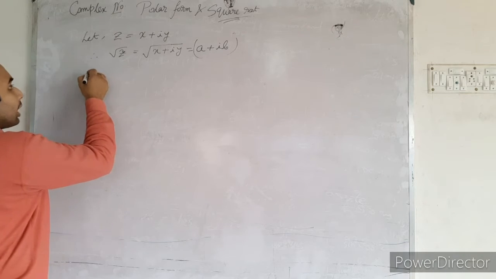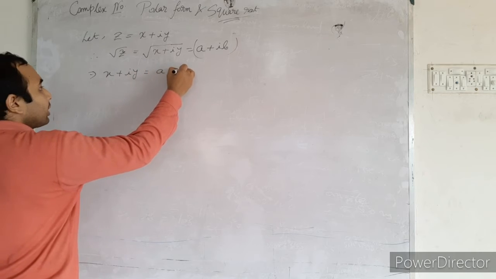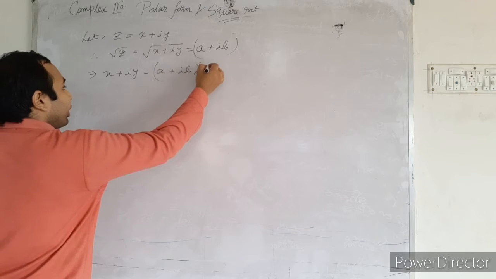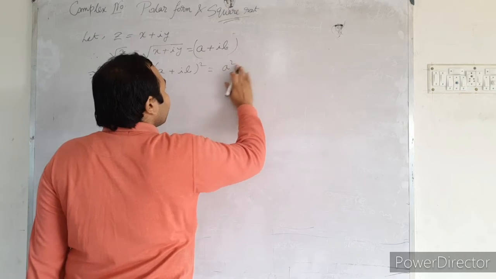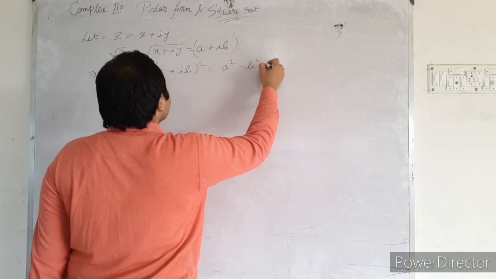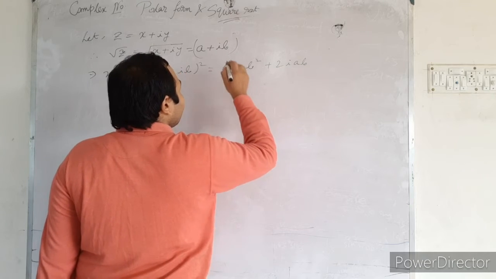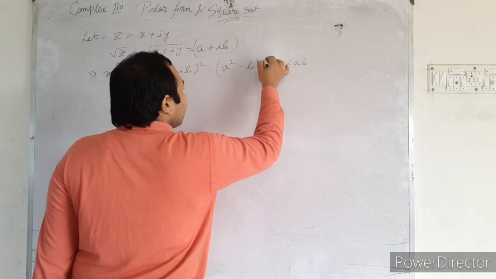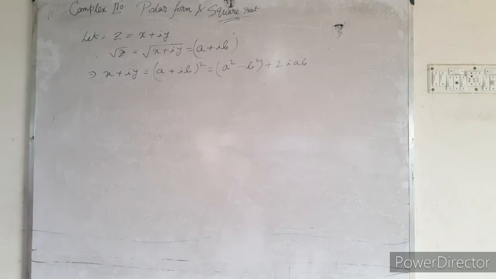Now we can say x plus iy is equal to (a plus ib) whole square, so it can be a square minus b square plus 2iab. So this is the real part and 2ab is the imaginary part of this complex number.